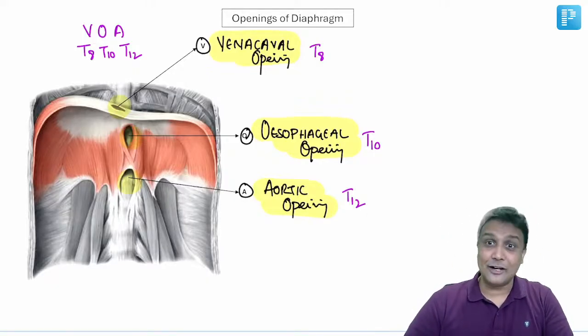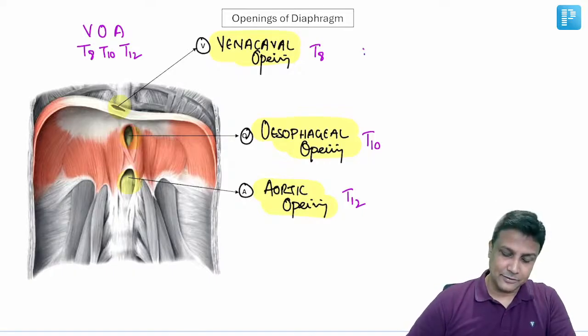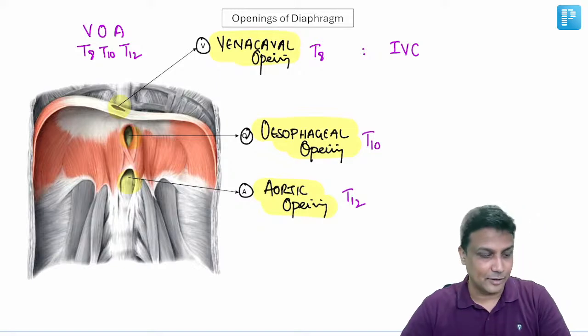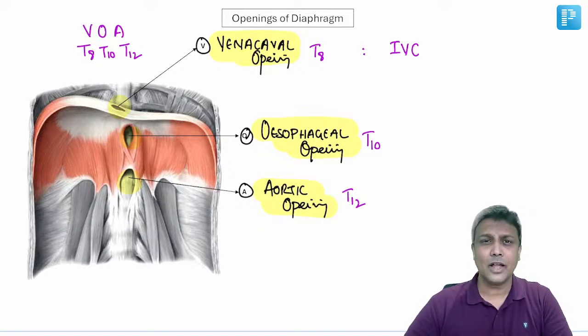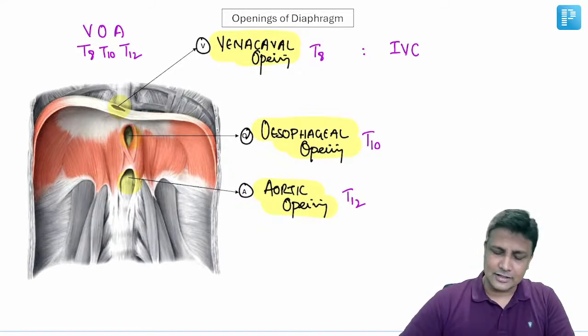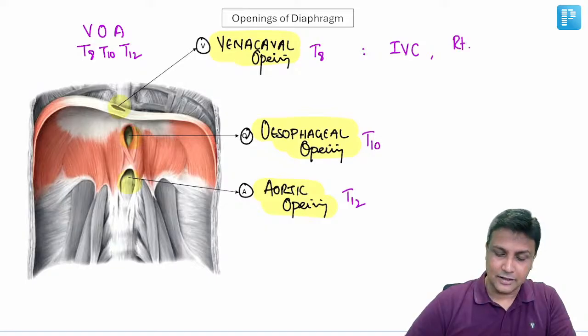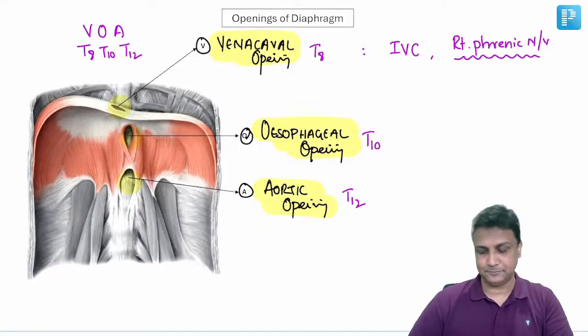If there is an opening present, then you have to also learn about the structures passing from here. So what are the structures passing from the vena cava opening here? Of course, there will be the inferior vena cava. Write that and forget about that one, sir. Vena cava opening, inferior vena cava. They'll never ask you. Along with the inferior vena cava, there will be the right phrenic nerve passing from here, sir. Right phrenic nerve passing from here.